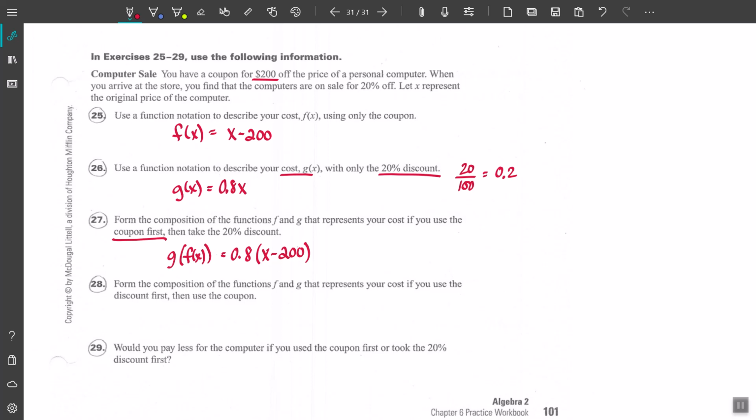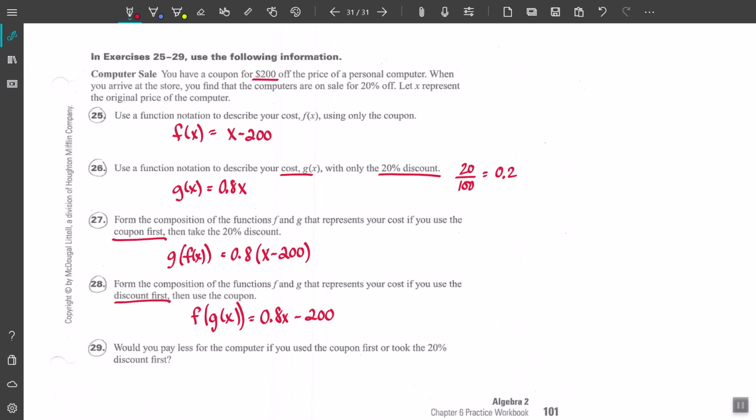28 tells us to do the opposite, form the composition of the functions f and g that represents your cost if you use the discount first. So if we use the discount first, we're talking about g of X. We're going to take 80% of it first, and then we'll subtract the coupon off. So this composition is represented by what we did first. First we took g of X, right, because g of X is that 0.8 X, and then we combined that inside of the f of X. So this is read f of g of X, and number 28. Number 27 is read g of f of X.